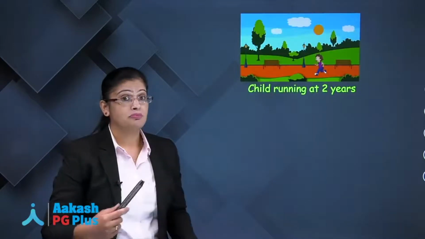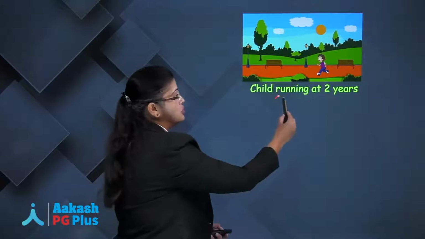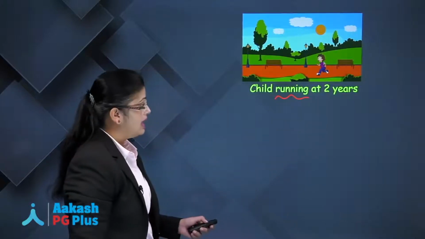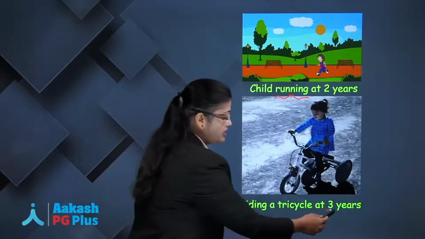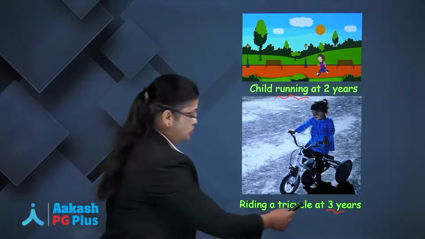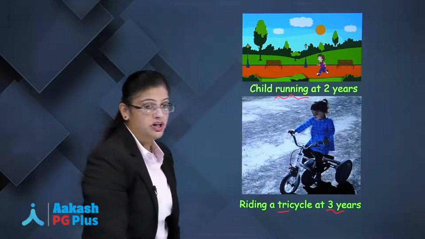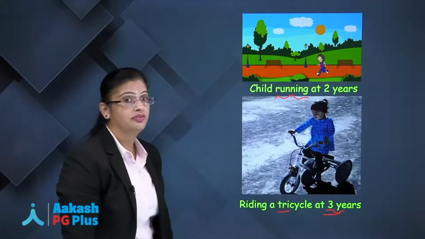And the next important milestones usually are seen every year. So by the time the child is 2 years of age, he will start to run. And the next important milestone is achieved at around 3 years of age, when the child will ride a tricycle. So tri means 3. So the child will be able to ride a tricycle at 3 years of age.